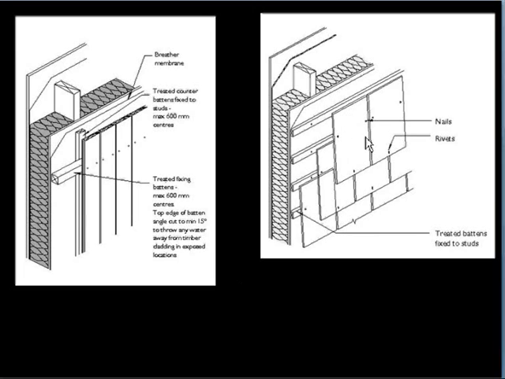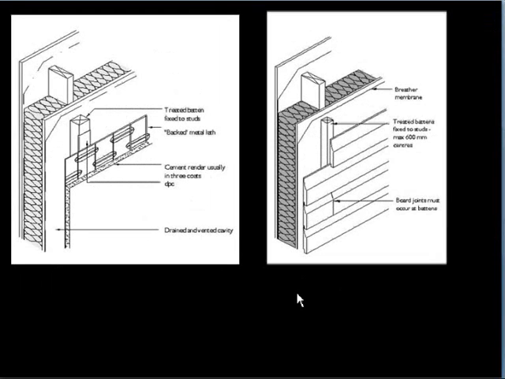Again, in this example we've got tiles or slates attached to the battens themselves, and again we'd probably need vertical battens behind here just to make sure that any rainwater that did get behind is removed. Another couple of variations on the theme: we've got a cement rendered finish, and that's attached to a batten.